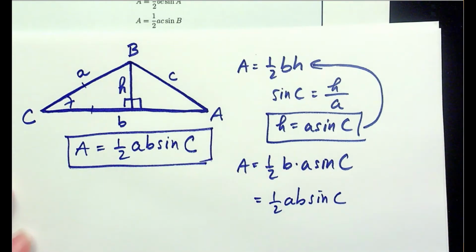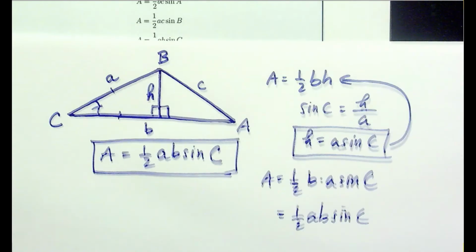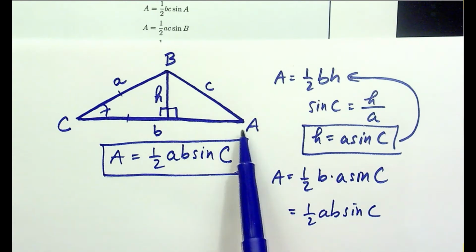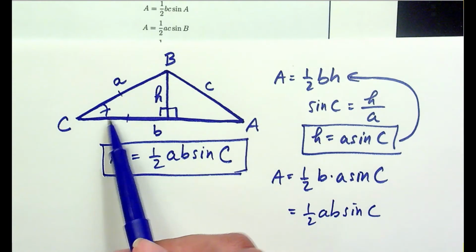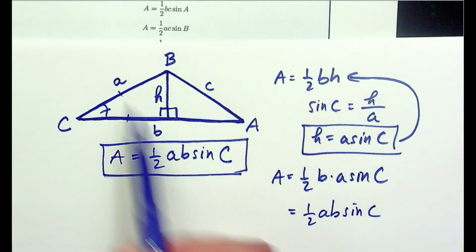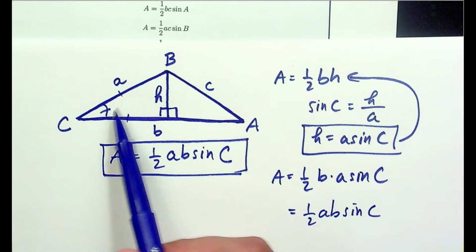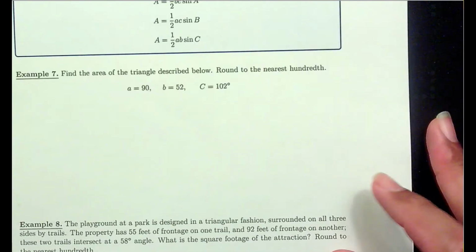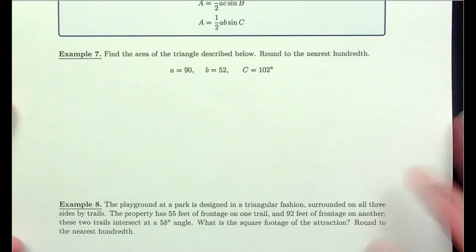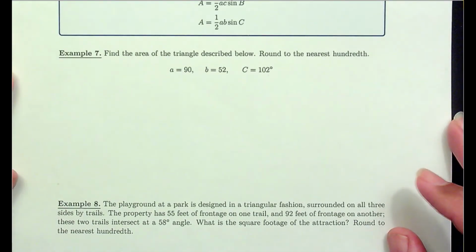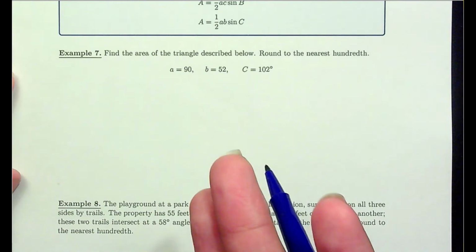Okay, so that's why this formula is true. So again, the formula says that if you know any two sides of a triangle and the angle between them, then the area would be 1/2 the product of the sides times the sine of the angle between them. That's it. So this formula you don't have to memorize, but it is quite simple. It is a very short formula. Okay, so let's apply it in a couple of examples here.